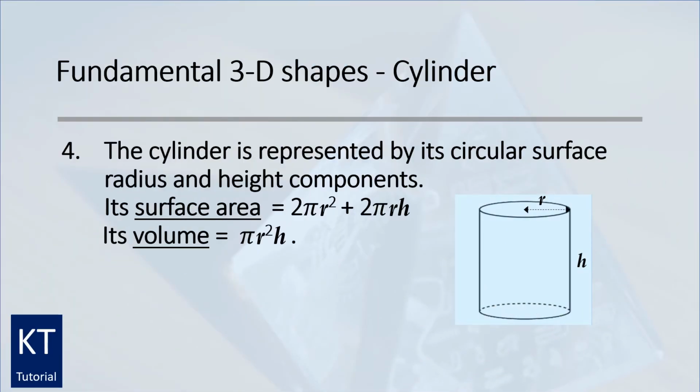The cylinder is represented by its circular surface radius and height components. The surface area of a cylinder is equal to 2 pi r squared plus 2 pi r h, and its volume being equal to pi r squared h.